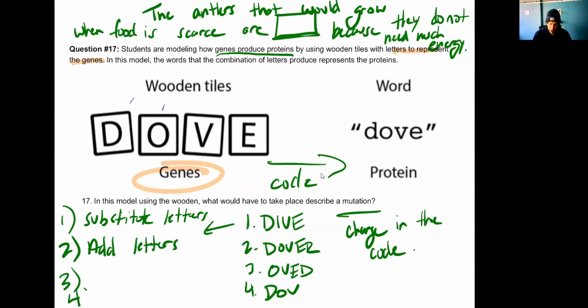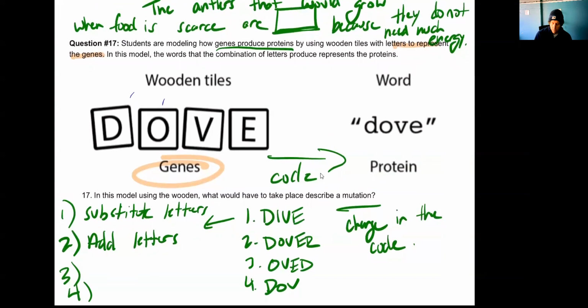So given that, can you figure out what I did to create the word oved over there? I did something different with them. And then to create the word DOV at the bottom, I did something else with those little letters. So can you figure out there's kind of two other ways I can mutate those genes? Moving on to the next question.